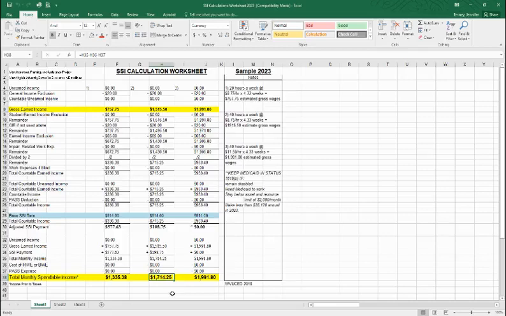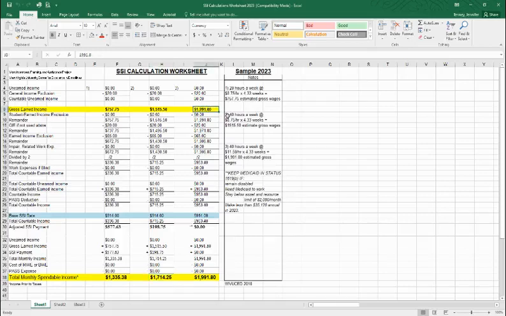Almost double what you would make if you were not working at all. So it's really important, what this calculations worksheet shows you, is that working is always better. You will always have more money through SSI when you work. So what happens if we work enough that our SSI goes to 0? I have this question come up a lot, and we're going to talk about it now.